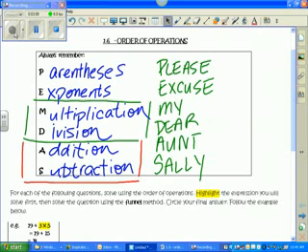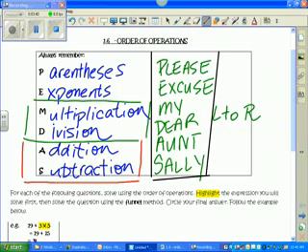Now, with these 2 levels, when you see multiplication and division in the same sentence, how do you solve it, or what order do you solve it in? Sasha. Left to right. Thank you. Okay. I should do this in green here. Left to right. And then I should perhaps box this out too so you're not confused. Please excuse my dear Aunt Sally, or silly. Left to right. And with addition and subtraction, same thing. You work from left to right when you see them in the same sentence.